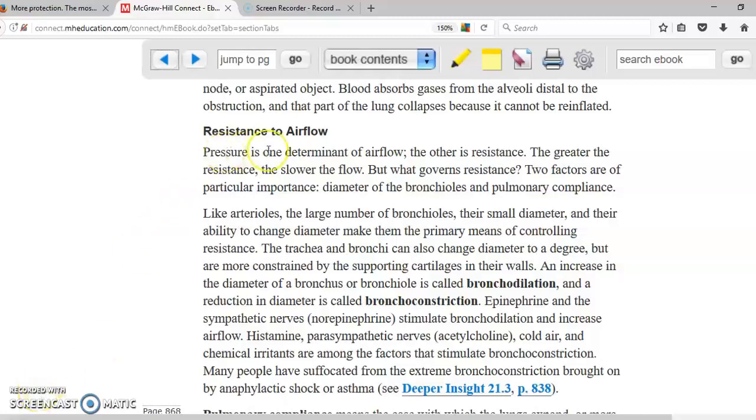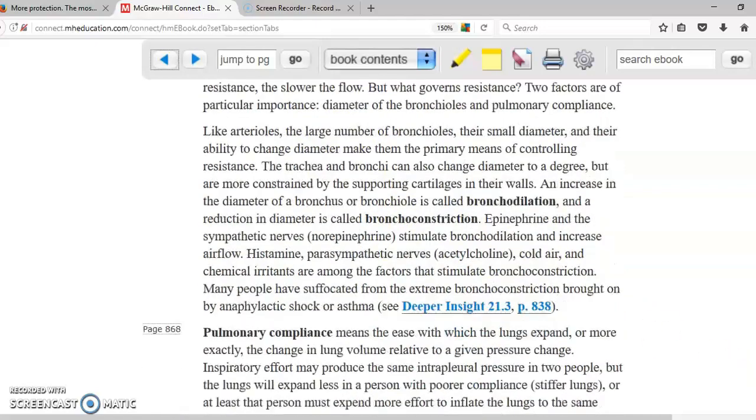Okay, the next topic is resistance to airflow. If the bronchiole dilates, becomes larger, that's bronchodilation. If the bronchiole constricts, that's bronchoconstriction. If the bronchiole dilates, then there's going to be more space, so more air goes in. If the bronchiole constricts, less air goes in, so that determines, obviously, the resistance to airflow. There's going to be more resistance if you have bronchoconstriction.